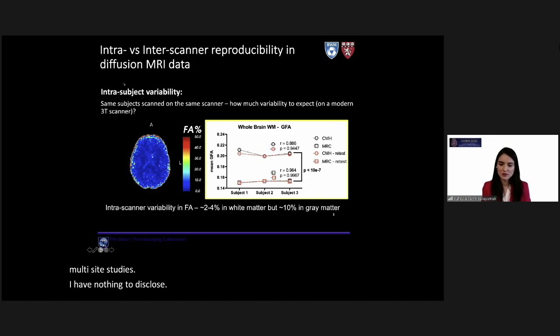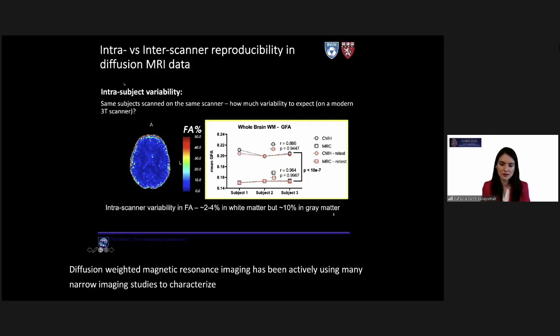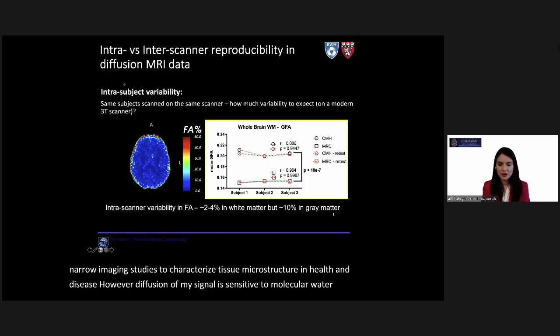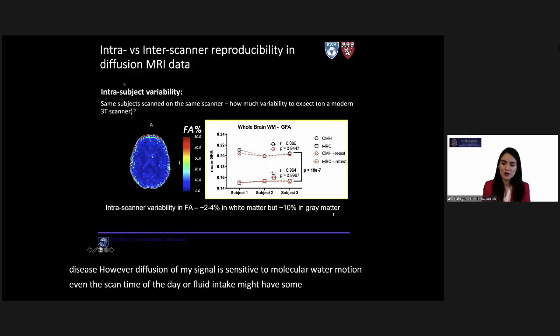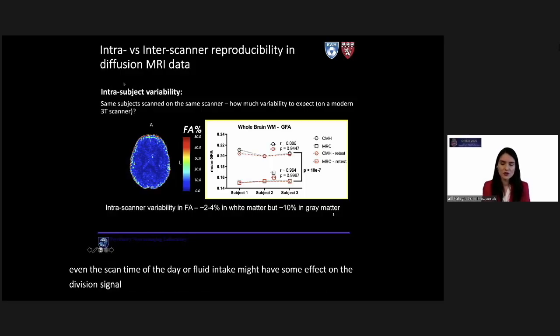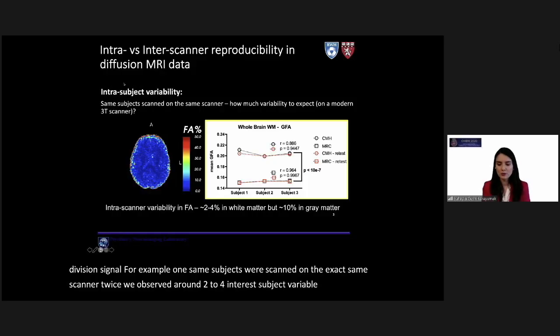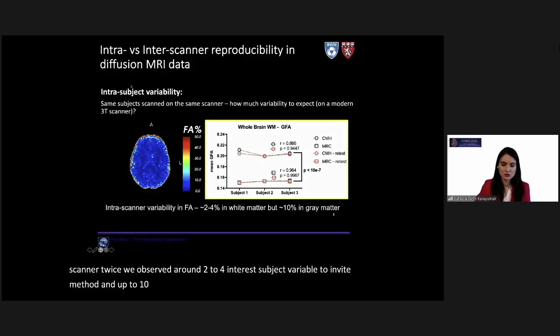Diffusion-weighted magnetic resonance imaging has been actively used in many neuroimaging studies to characterize tissue microstructure in health and disease. However, diffusion MRI signal is sensitive to molecular water motion. Even the scan time of the day or fluid intake might have some effect on the diffusion signal. For example, when the same subjects were scanned on the exact same scanner twice, we observed around 2 to 4% intra-subject variability in white matter and up to 10% in gray matter of fractional anisotropy.